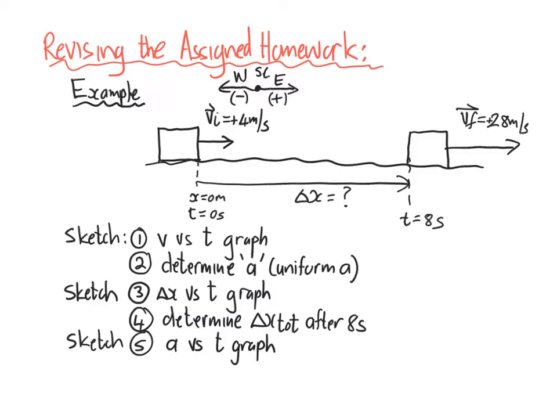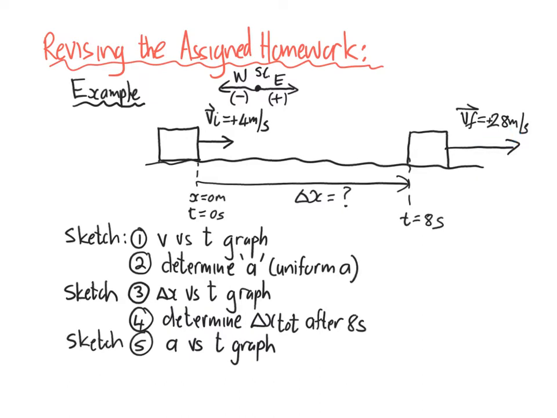Now at the end of the first video I assigned homework in the form of this problem where you were given an object that was initially moving at 4 meters per second. Obviously it had been accelerated to that speed prior to observing this system. So we start off in our observation of the system with the velocity as 4 meters per second in the easterly direction, and after a period of 8 seconds the velocity is now 28 meters per second.